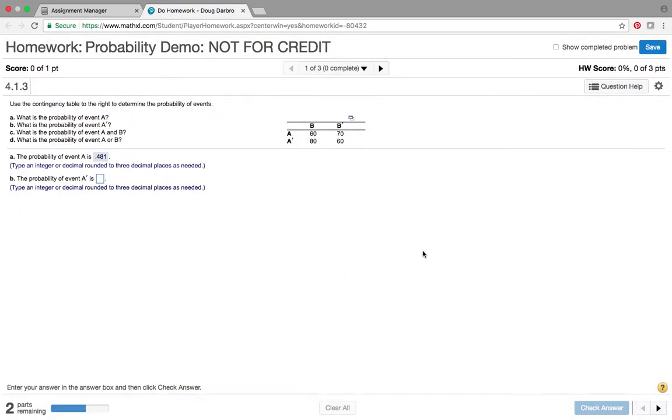All right, the next question is the probability of the event A prime. And again, A prime just means not A, but nevertheless, when we look at the table, we just need to add the number of ways that we can get not A, which is 80 and 60. So I need to take 140 divided by the total of 270, and I get 0.519.